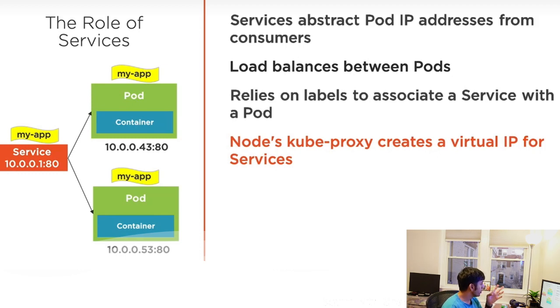As you can see, a service abstracts pod IP addresses from the consumer. It also does load balancing between the pods. I'll show you on the next slide what it means. It relies on labels to associate a service with a pod. The node kube-proxy creates a virtual IP. That's not important.